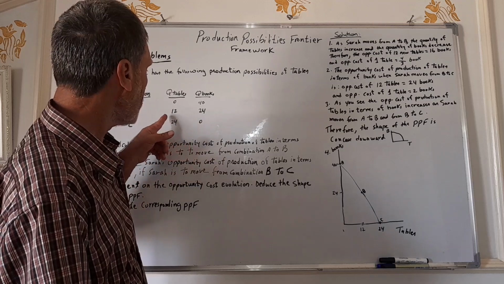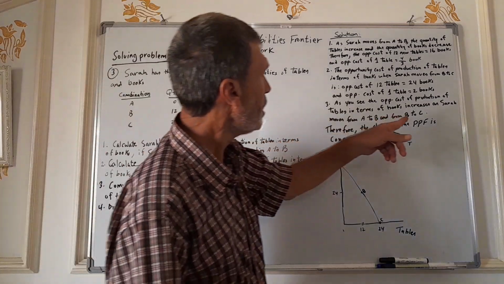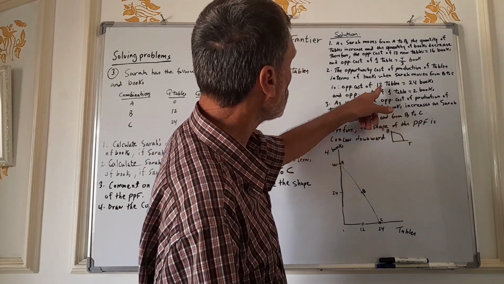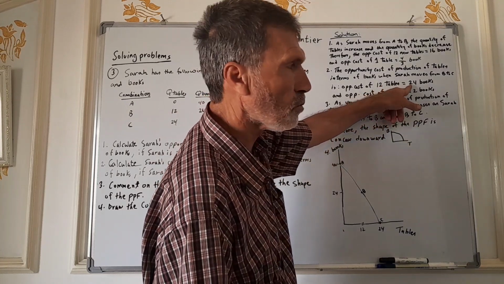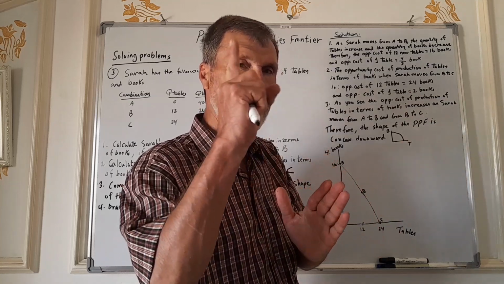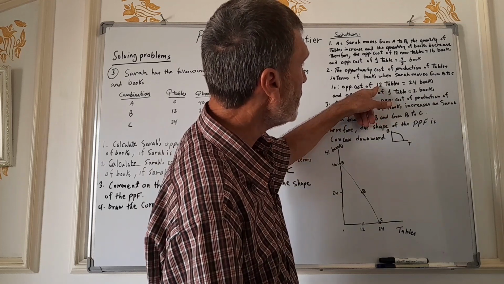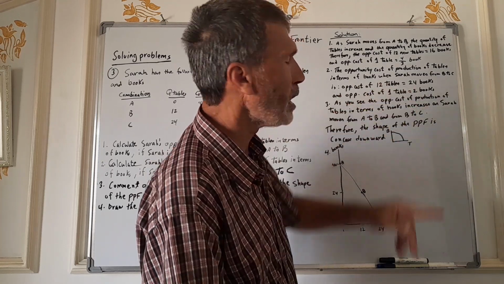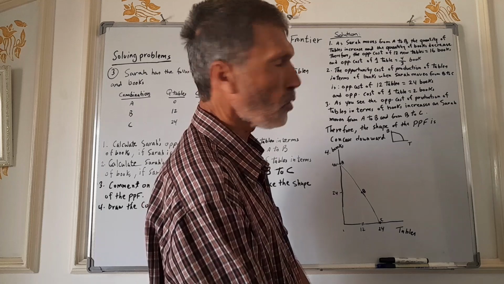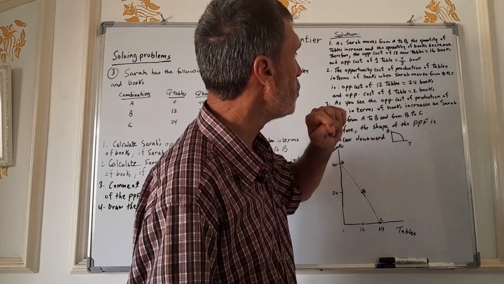So we say that the opportunity cost of 12 tables equals 24 books. So actually we look for the opportunity cost of one table. So the opportunity cost of one table is going to equal, we divide both sides by 12 and we come up with 2 books. The opportunity cost of one table is equal to 2 books.